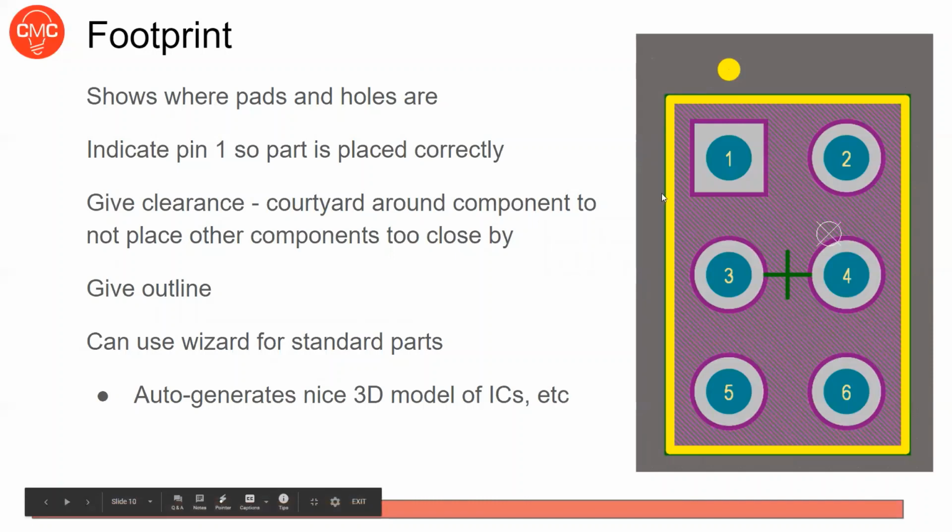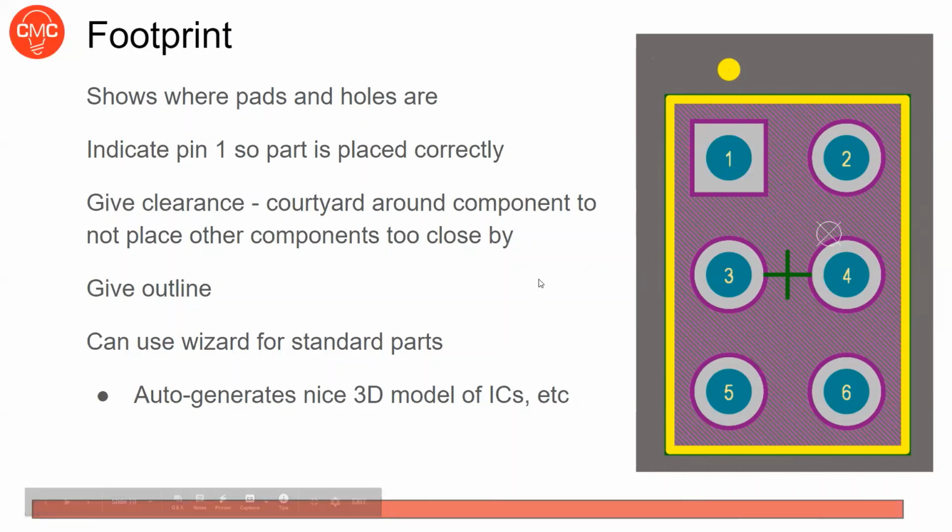Okay, so a footprint shows you where the pads are, where the holes are, and it indicates where pin 1 is and numbers all of them. So you can say, okay, that one I logically told you is connected to that resistor, that's that one. It's here. That's where it physically is. When I put this component in, I want this one to be physically connected to that resistor. And it gives like a clearance, a little courtyard around the edge, saying don't put any components too close by because it won't fit here. There's already a component here. It gives you the outline, so this is the range of where this component goes.